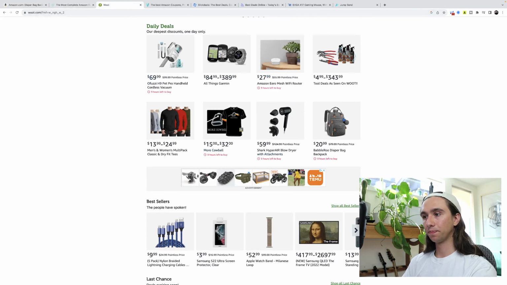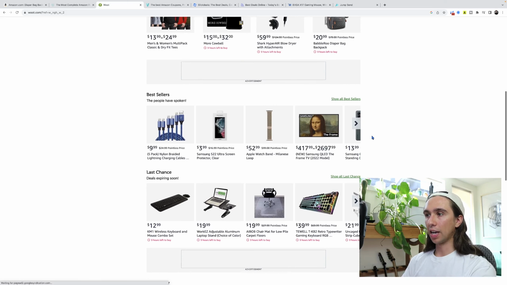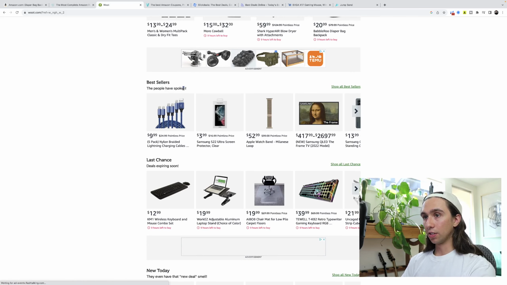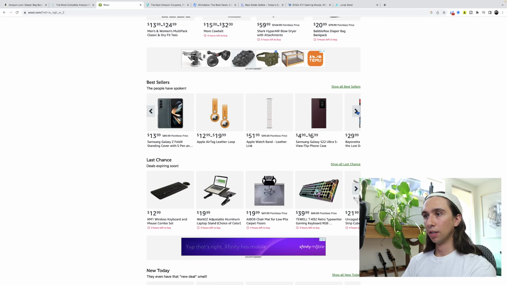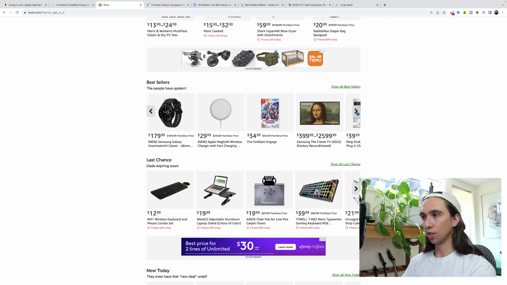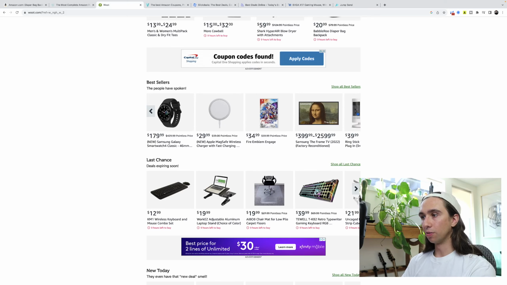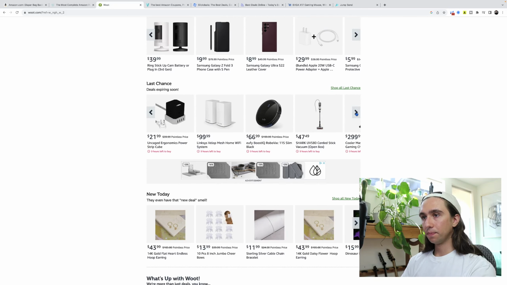So back to Woot. We're just on the home page right now. Best sellers is a really good place to go. There's usually some really good deals in there. They're best sellers for a reason. Some of these big brands you cannot sell. Like I said, just go check the list. I happen to know a few of them by heart. And then last chance, I'll look through here. But yeah, first website's woot.com.